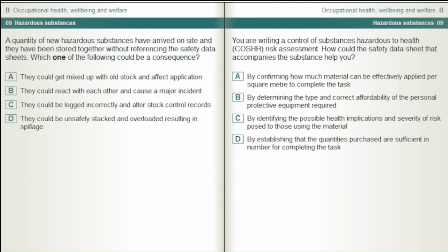You are writing a Control of Substances Hazardous to Health, COSHH, risk assessment. How could the safety data sheet that accompanies the substance help you? By confirming how much material can be effectively applied per square metre to complete the task. By determining the type and correct affordability of the personal protective equipment required. By identifying the possible health implications and severity of risk posed to those using the material. By establishing that the quantities purchased are sufficient in number for completing the task.